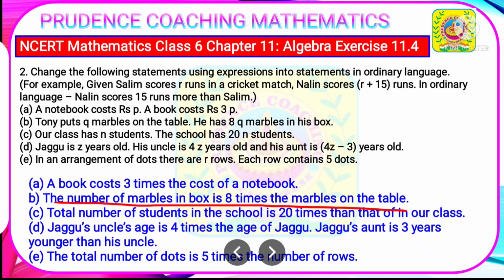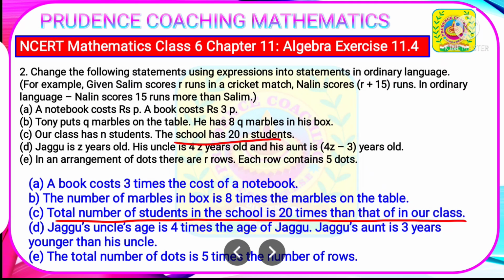Next one. Our class has n students. The school has 20n students. So how are you going to write? The total number of students in the school is 20 times that in our class. That means if our class has n students, then the school has 20n students, that is 20 times the number of students in our class. So we have written: the total number of students in the school is 20 times that in our class.